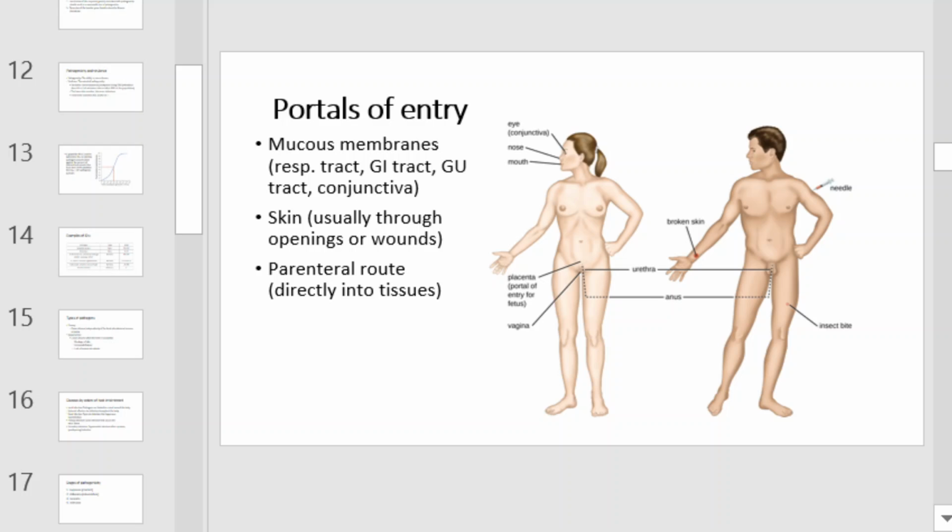Portals of entry. Pathogens can enter the body through mucous membranes, the respiratory tract, the GI tract, the GU tract, and conjunctiva. They can enter through the skin, usually through open wounds, or directly into tissues.